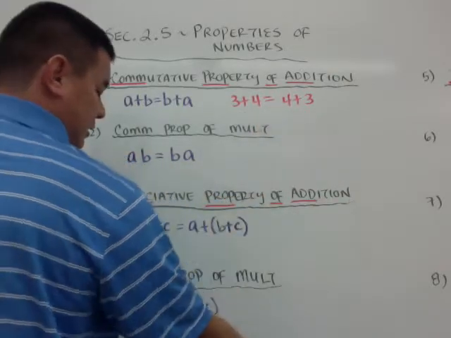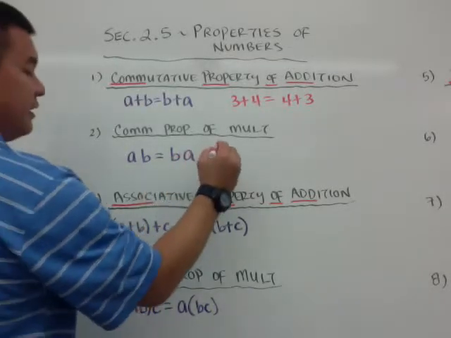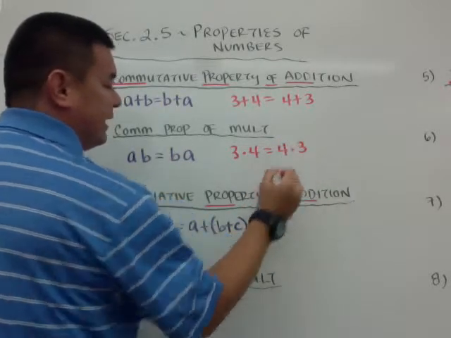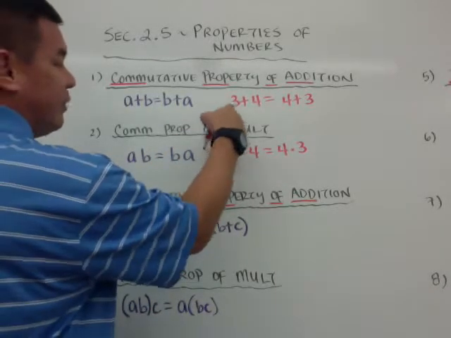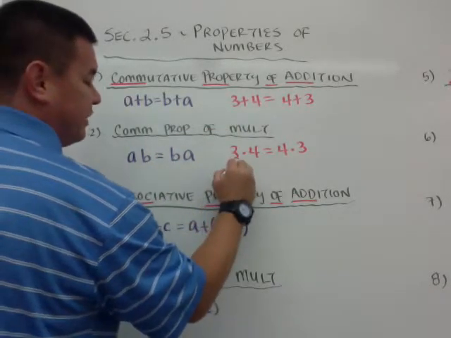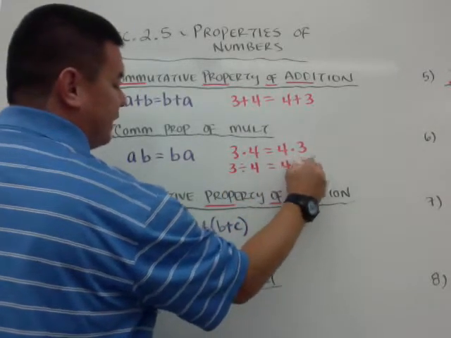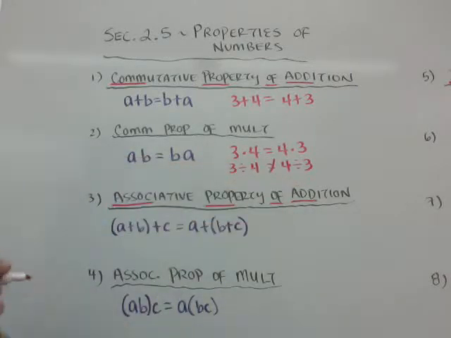But the commutative property also works with multiplication. If I put 3 times 4 equals 4 times 3, that's still true because 12 is equal to 12. But it doesn't work with division either, in the same way it doesn't work with subtraction. If I put 3 divided by 4 is equal to 4 divided by 3, that is not true because that's 0.75 and that's 1.33 repeating.